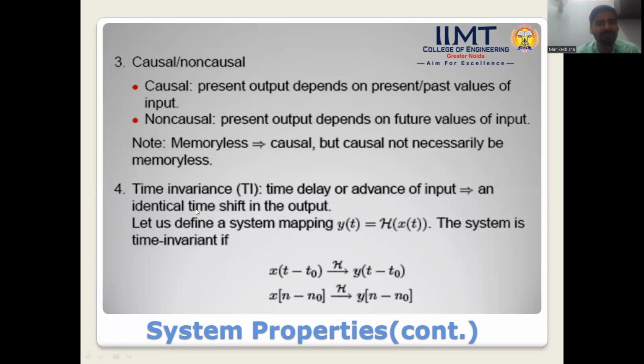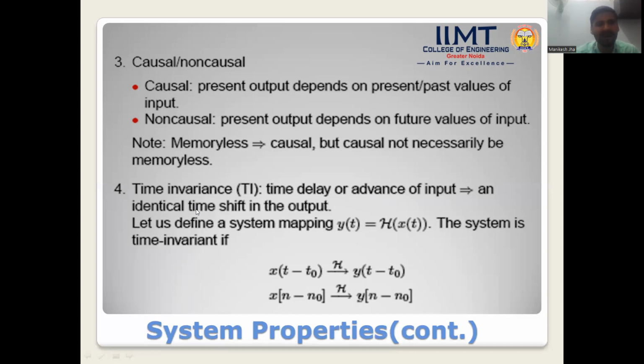Next one is causal and non-causal systems. So what is a causal system? Causal systems are those systems in which the present output depends only on the present as well as past values of input. Then it is a causal system. The second one is non-causal. Which type of system is non-causal? Non-causal systems are those in which the present output depends on the future value of input. Then we say that this is a non-causal system.